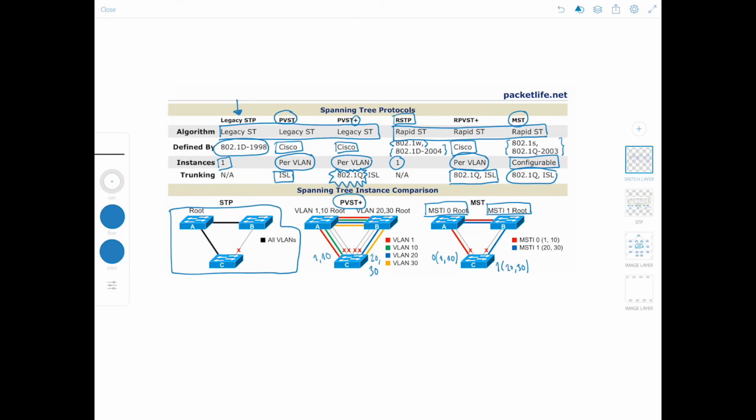So if we had the situation where switch A was the root switch for both instances, then both of these links would be unusable. So only the red link would be forwarding. So that's the benefit of having a per-VLAN spanning tree or per-instance spanning tree.